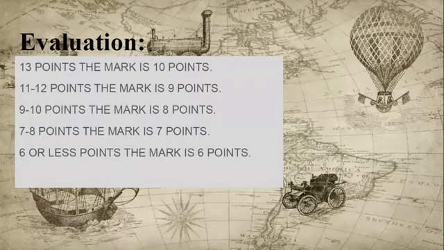At the end of the lesson, teachers should show the evaluation system. 30 points, the mark is 10 points. 11, 12 points, the mark is 9 points. 9, 10 points, the mark is 8 points. 7, 8 points, the mark is 7 points. 6 or less points, the mark is 6 points.